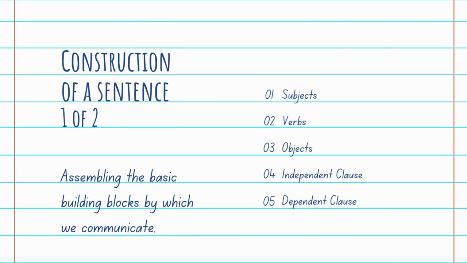Now, clauses are just groups of words that you put together to make parts of a sentence. You have an independent clause, which is just a fancy way of saying a complete sentence, and a dependent clause, which is a group of words that needs to be attached to an independent clause in order to make sense. But first, let's just talk subjects, verbs, and objects.